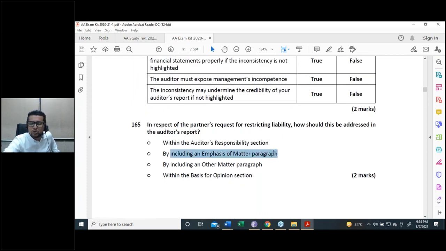Emphasis of matter is used to emphasize something which is part of the financial statements. Basis for opinion is a paragraph which is in support of the opinion, and this restriction of liability has nothing to do with the opinion. So D is eliminated, B is eliminated. In the auditor's responsibility section, the auditor just tells its responsibility. That's it. If you want to add something which is not currently part of the financial statements and you want to make sure that people realize it, you want to highlight it, you are going to use the other matter paragraph. Option 3 is your correct answer.